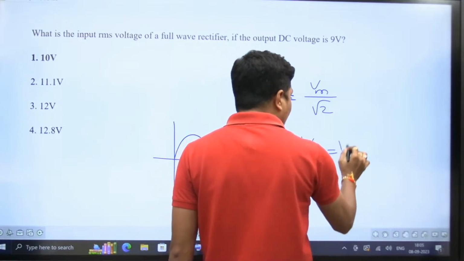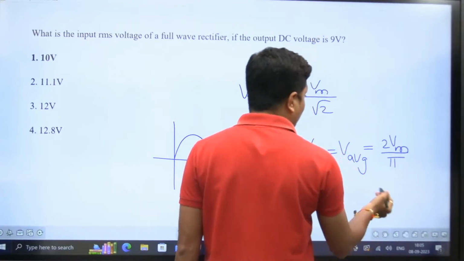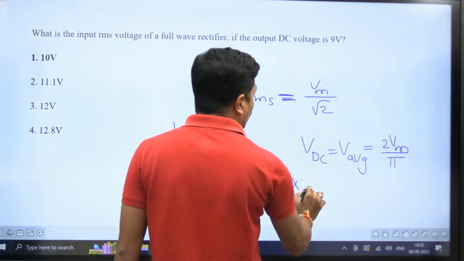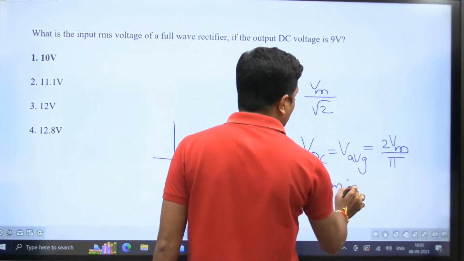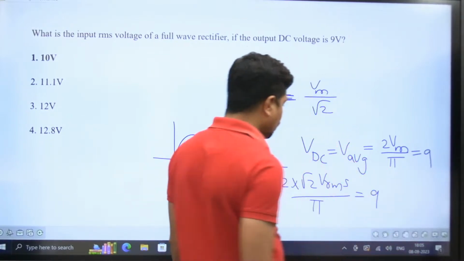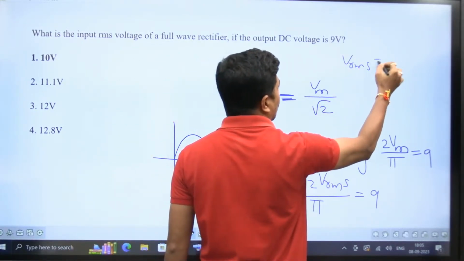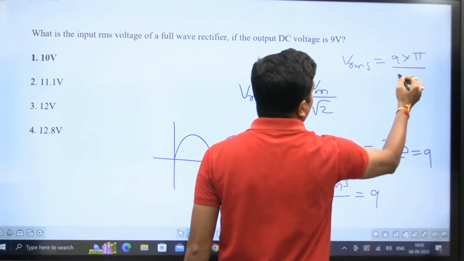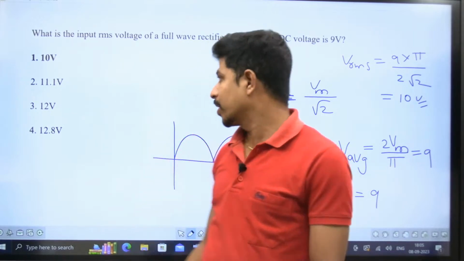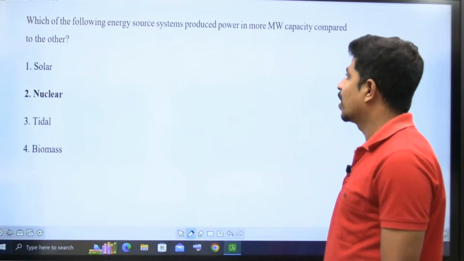VDC, that is V average, is equal to 2 Vm by pi for a full wave rectifier. Vm is root 2 times VRMS. So root 2 times VRMS into 2 by pi is equal to 9. He's asking the input RMS value, therefore VRMS is equal to 9 into pi by 2 root 2. If you solve this, you get nearly 10 volts. Yes, the choice is 1. Let's go to the next question.